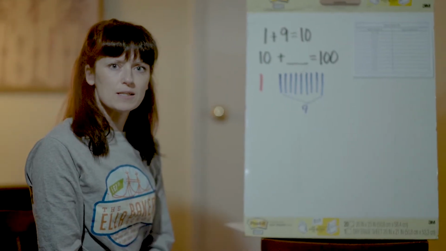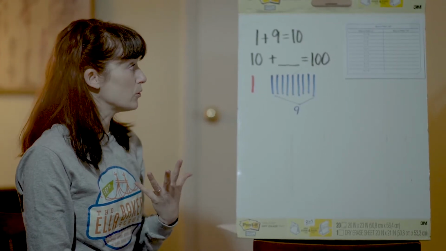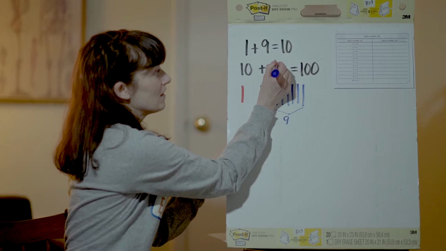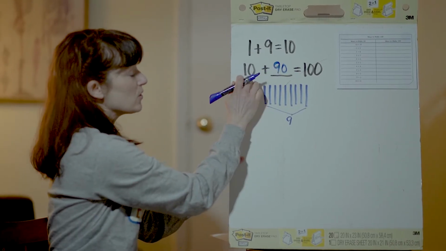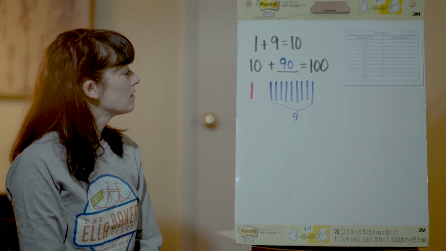9 strips? How many tens is that altogether? It's 9 tens, which is equal to 90. So we know that 10 plus 90 equals 100.